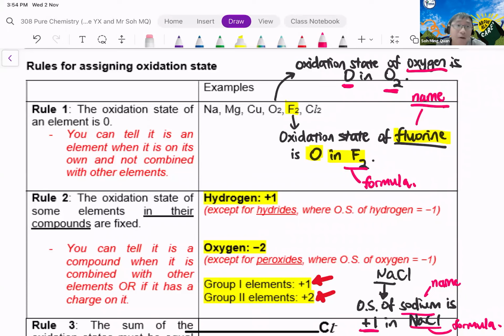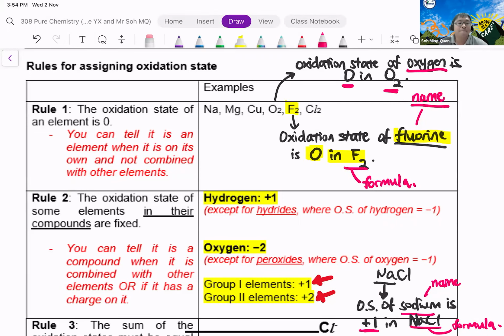Now there are some exceptions, of course. I've written the exceptions there. Hydrides, for example, the oxidation state is -1. Peroxides, the oxidation state of oxygen in peroxides is -1 as well. Now whenever you learn chemistry, you learn rules and you learn exceptions. Which one should you learn first? Obviously, you should learn the rule first. The exceptions, you learn after you have mastered the rules. So I wouldn't be overly bothered with the exceptions now. I would much rather you learn the rules first. The rules meaning hydrogen is +1, oxygen is -2 in the compound.